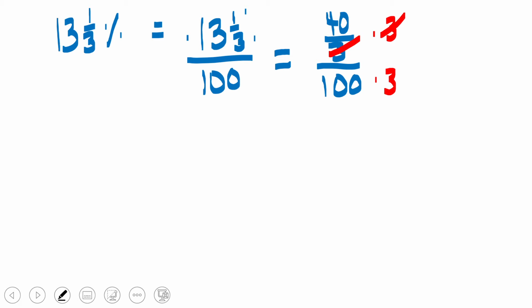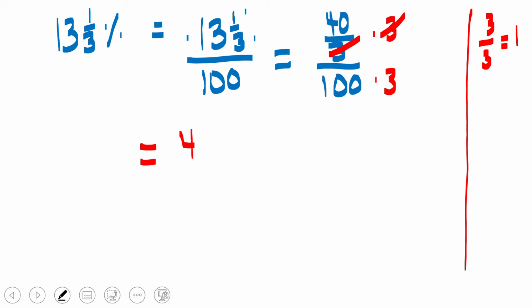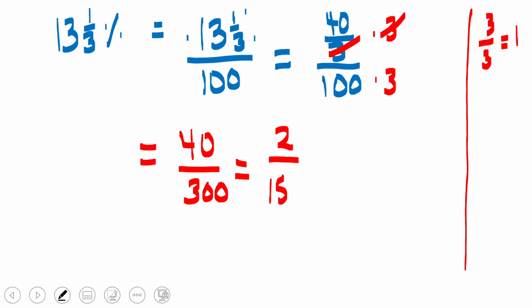That will eliminate the denominator on the top, but we have to multiply by 1. And over here in the margin, 3 over 3 is 1. So that's why we're multiplying by 3 on the top and the bottom. So if that's true, then that will leave us with 40 over 300. And 20 goes into 40 twice. 20 goes into 300 15 times.